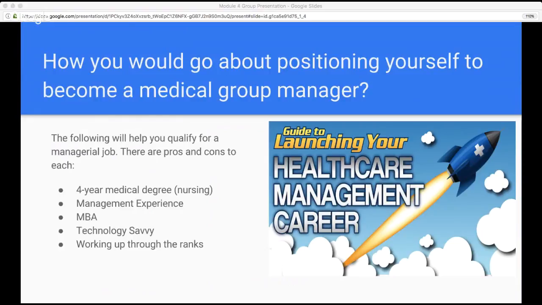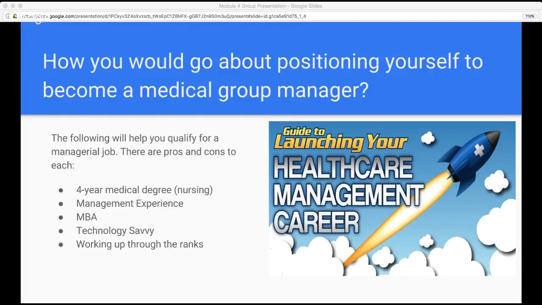How can you go about positioning yourself to become a medical group manager? The following will help you qualify for a managerial job. There are pros and cons to each. Getting a 4-year medical degree, usually this applies to nurses. They have the experience in the medical fields. This is a hard way to get qualifications, and nurses generally do not want to use their degree for managerial work when they could be helping people.